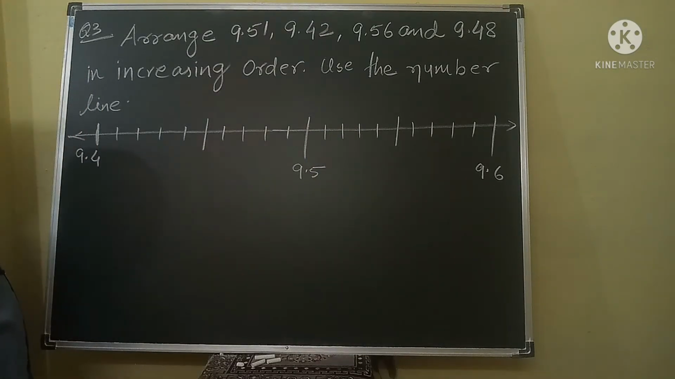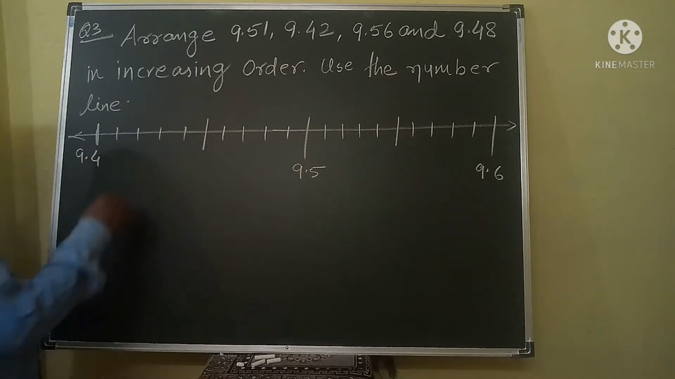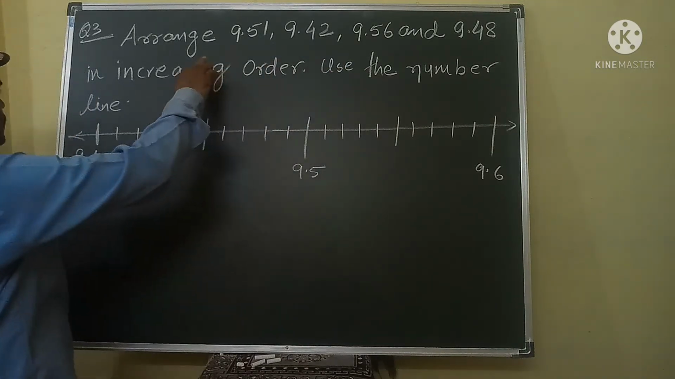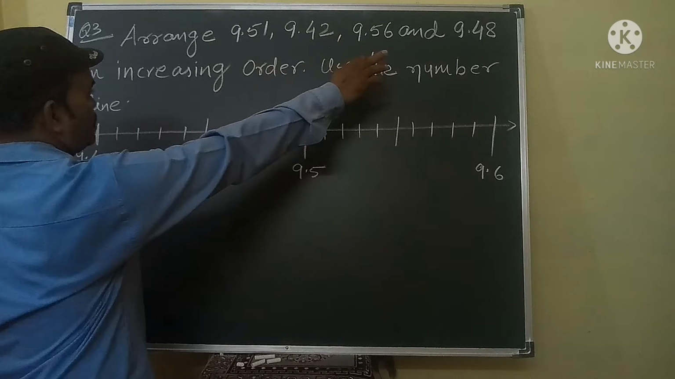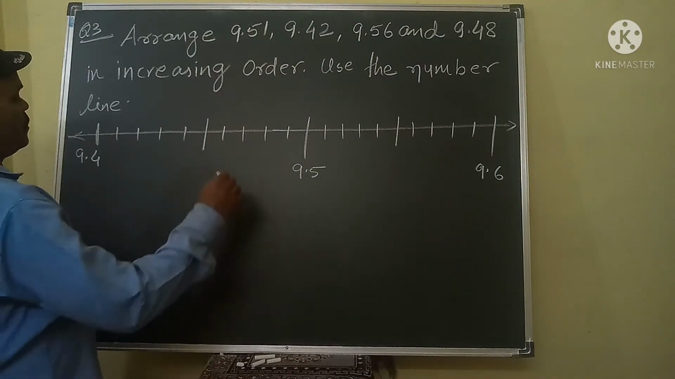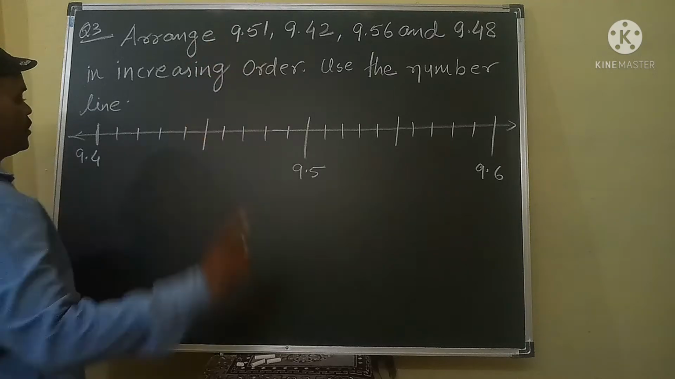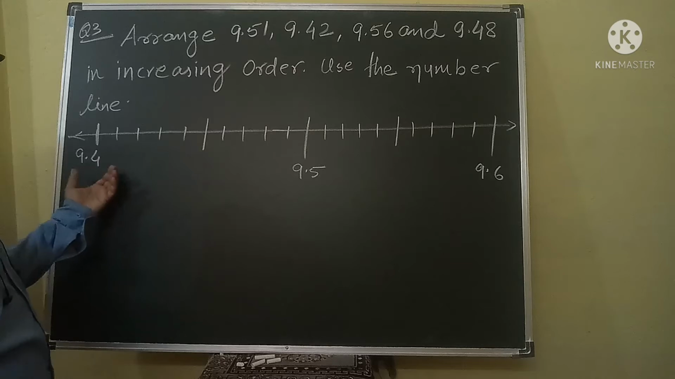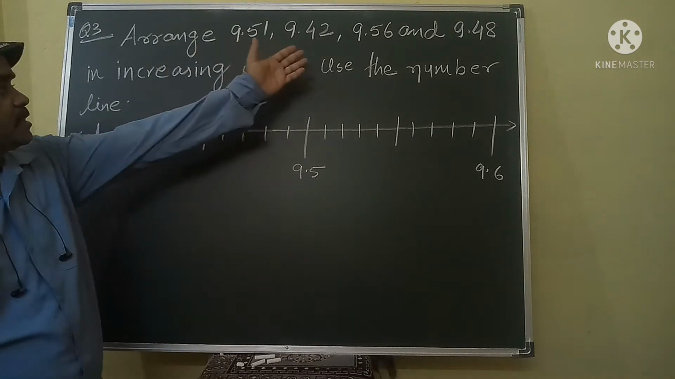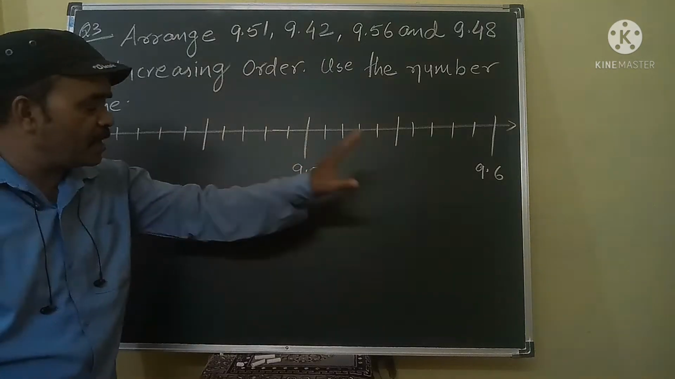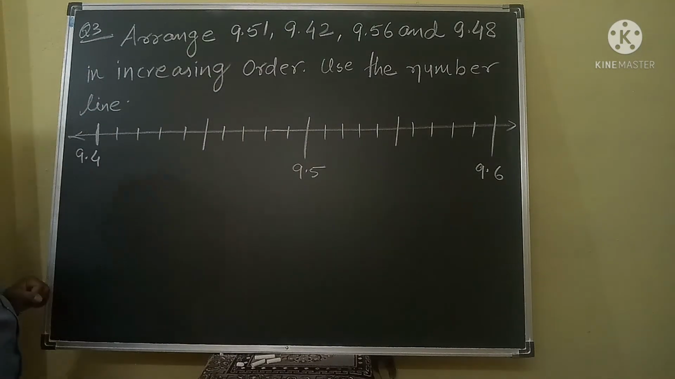Okay, so first what will we do? First we will represent these numbers in this number line. Your first is 9.51. But how will we locate all these decimal numbers in this number line? So my dear student, this is 9.4.